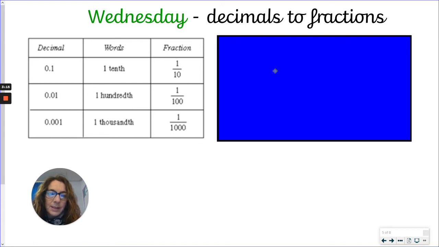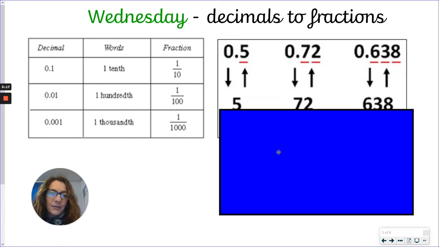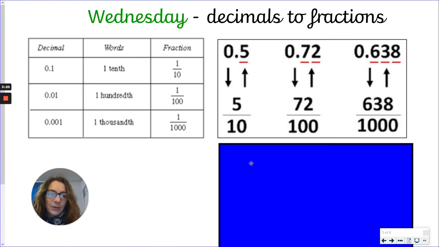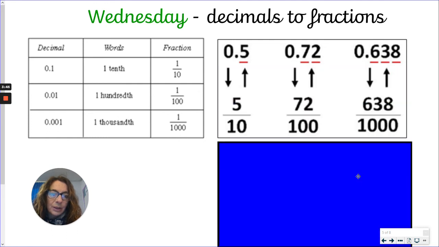And you're going to be doing some work practicing converting between decimals and fractions. So you've got some examples here on the right. 0.5 is 5 tenths, 5 over 10. 0.72 is 72 hundredths. 0.638 is 638 thousandths. And there's a really useful little video on Wednesday's lesson that will help you to do that really efficiently and accurately. So make sure you do have a look at that.